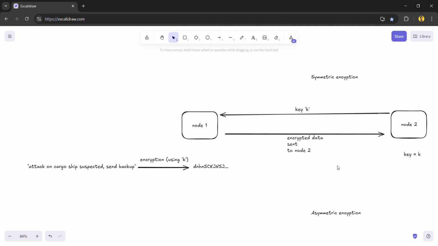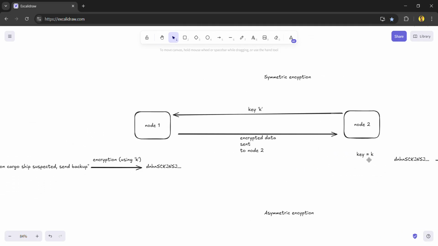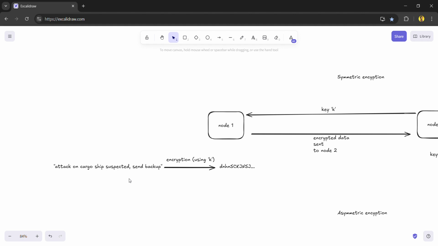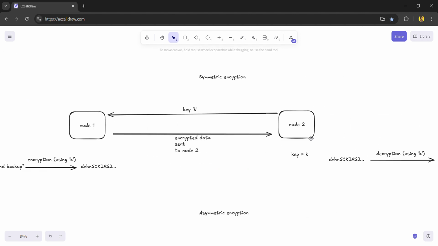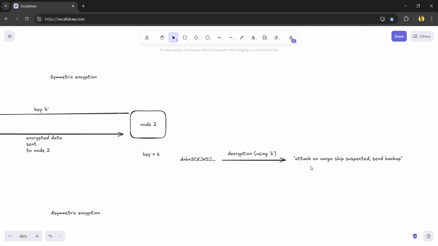To achieve encryption in symmetric encryption, there is a key. So what happens is, let's say node 1 wants to send some data to node 2, and node 2 will ask node 1 to use this key to encrypt this data. And once this data is encrypted, this encrypted data can be sent to node 2, and node 2 will use the same key to decrypt the data.